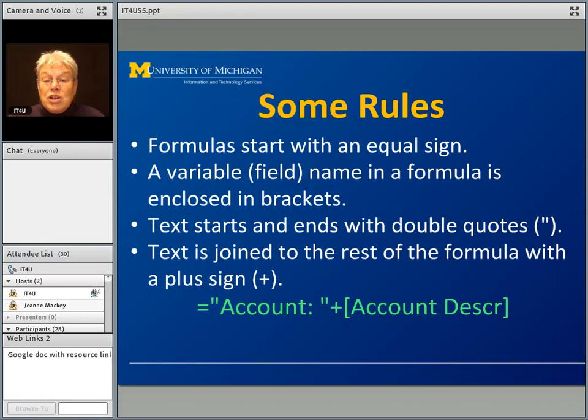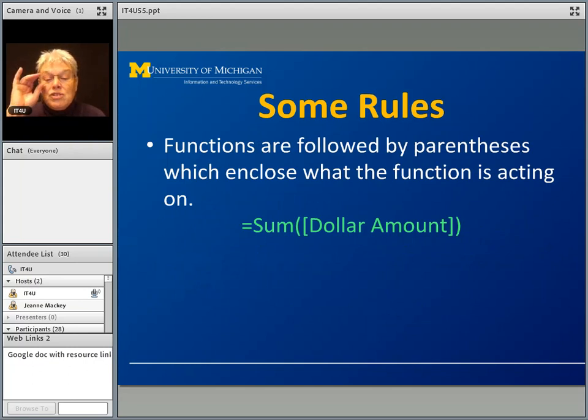A few rules, I'll just say these and then we'll actually take a look at them. Formulas start with an equal sign. A variable, or you could call it a field or an object, the name in a formula is enclosed in brackets. If you're going to put some text in your formula, it starts and ends with double quotes, and it's joined or concatenated to the rest of the formula with a plus sign. Here's an example: this formula would say account, colon, and then the account description. Functions are followed by parentheses, so sum is a function, so for sum of dollar amount, I'm going to enclose dollar amount in parentheses.